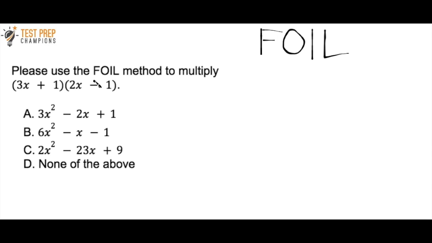So basically, in this case, we have to multiply binomials. So this 3x plus 1, this is one binomial. And this 2x minus 1, this is our second binomial.